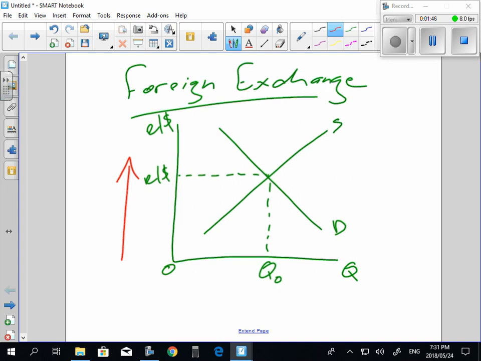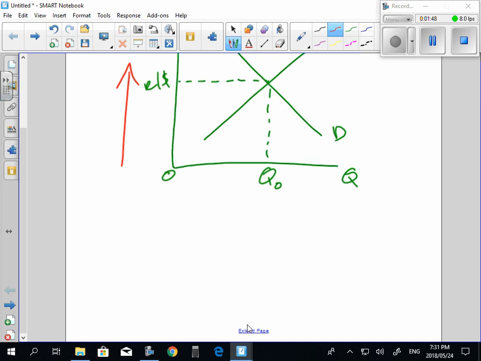Now, when the rand loses value against the dollar, when it becomes more expensive to purchase $1, when it changes from 10 rand to the dollar to 12 rand to the dollar, it means now you have to swap 12 rand instead of 10 rand to buy $1. The rand has depreciated. Okay, so depreciated, rand has decreased in value.